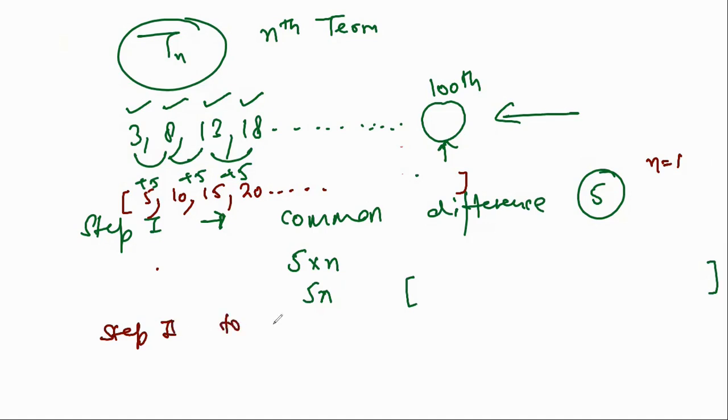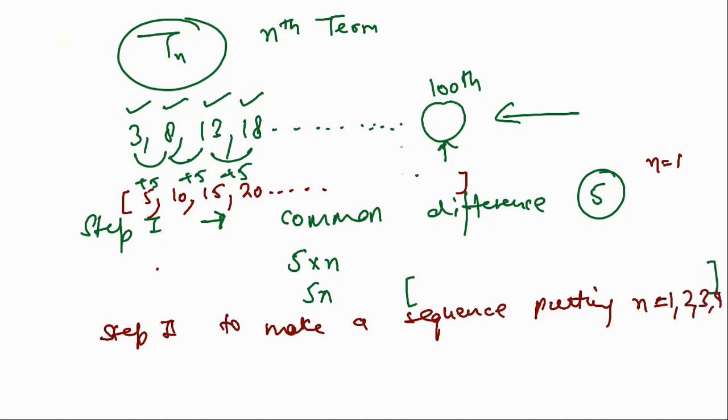Second step: to make a sequence, putting n equals to 1, 2, 3, 4, and so on, right? So you get the sequence as this one. So in the second step, you are getting the sequence 5, 10, 15, 20, and so on. What is the third step?